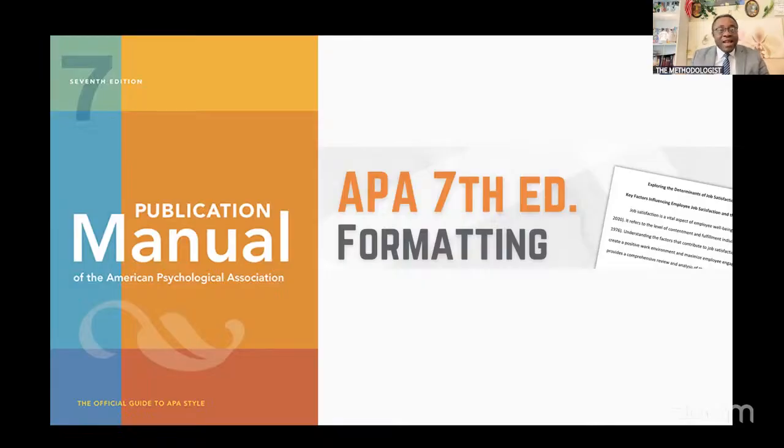Just that I like the Publication Manual of the American Psychological Association. It's my research Bible. That's what I call it. You may have your own research Bible, but this is my research Bible. In fact, I would say the research Bible. That's for me. But I encourage you to get a copy of this if you don't have one.